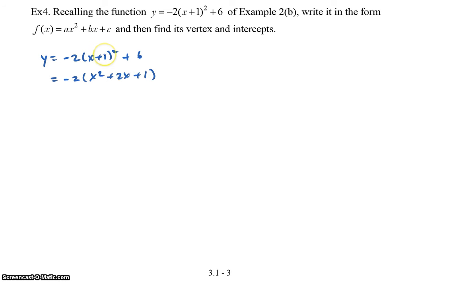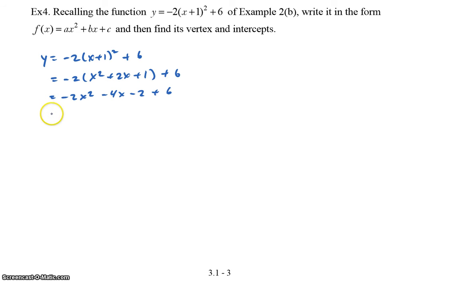It would be x squared plus 2x plus 1. It would not just be x squared plus 1. It's x plus 1 times x plus 1. So x squared plus 2x plus 1. Then multiply each term by negative 2, except for the 6, since that's not in the parentheses, and then simplify.